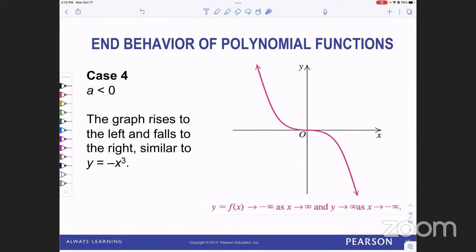And then the final case is where the leading coefficient is negative, sorry, and we're still working where n is odd. A negative leading coefficient means we're going to go down to the right. And if n is odd, the other side is the opposite. So we're going to go up to the left.